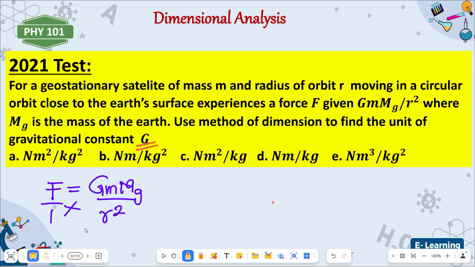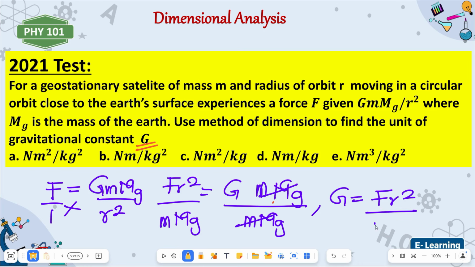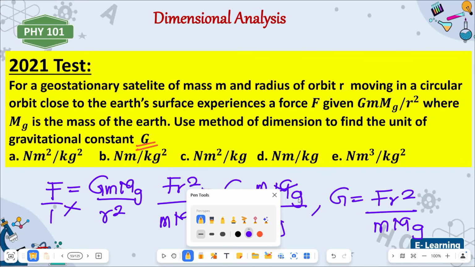So you make G the subject of the formula, cross multiply. Here will give us F r squared will be G, then we'll have m, then Mg. So to get your G, divide both sides by m Mg. These two things will cancel each other. And your G will be equal to what? F r squared, all right, divided by what? m Mg. Now, this is a very simple question, all right? This is a very simple question.